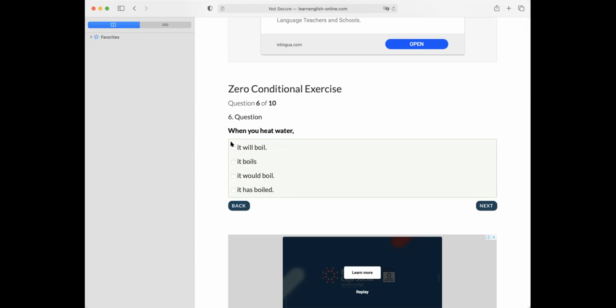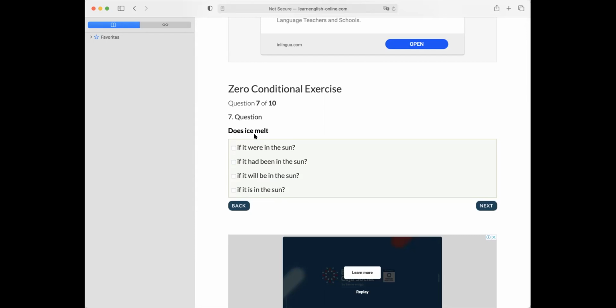When you heat water, it will boil, will no, because it refers to the future. It boils, maybe because we are modifying the verb itself. It boil is not the structure we are using. It has boiled, no, because this is a different tense. So my option is this present simple tense.